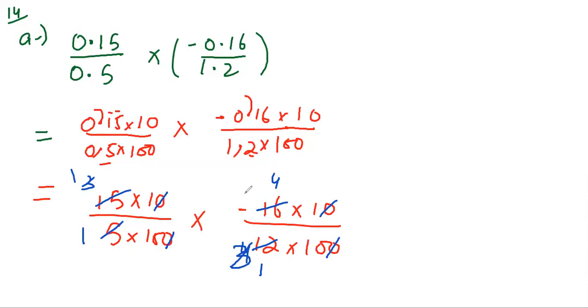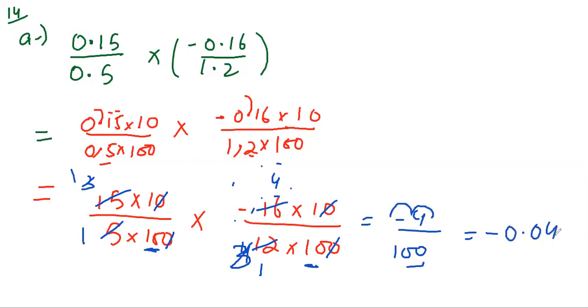So what do you get finally? In the numerator, you have only minus 4. In the denominator, you have 10 here and 10 here. So 10 into 10 is 100. So 2 zeros, the decimal is going to move 2 places backward. Minus 0.04 will be the answer.